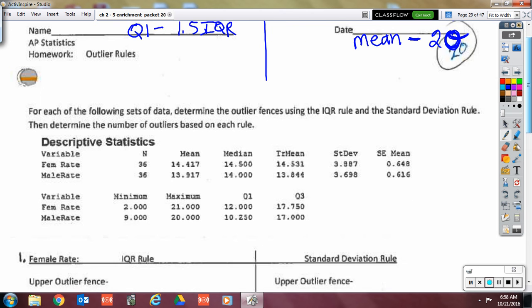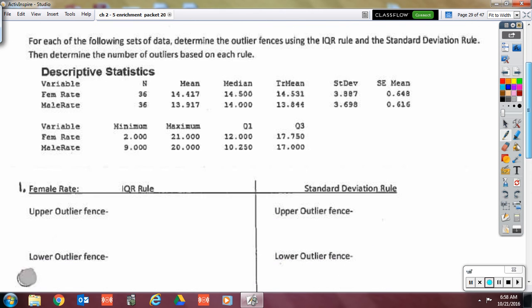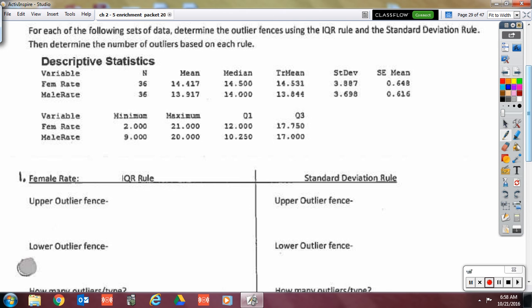And so let's take a look at our information here. It says, for each of the following sets of data, determine the outlier fences using the IQR rule and the standard deviation rule, and then determine the number of outliers. So we have a computer printout here. And this is something that happens frequently. If you go into a business and you use these, you're going to see a computer printout. I want to take you through that computer printout and talk about the things you will need and the things you won't need, or what those things are.